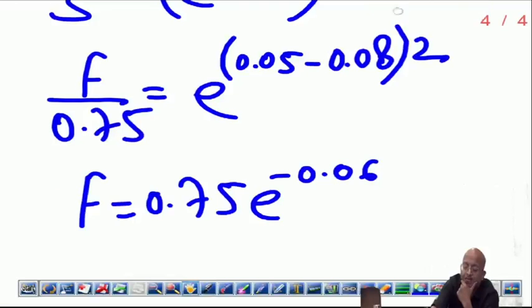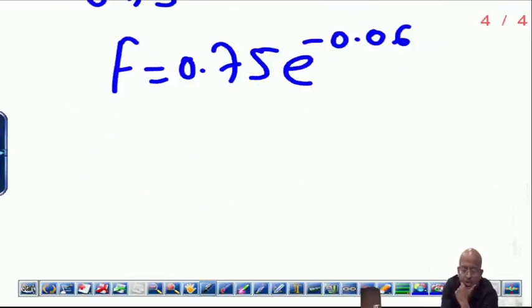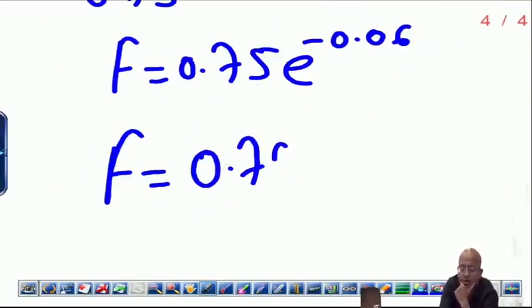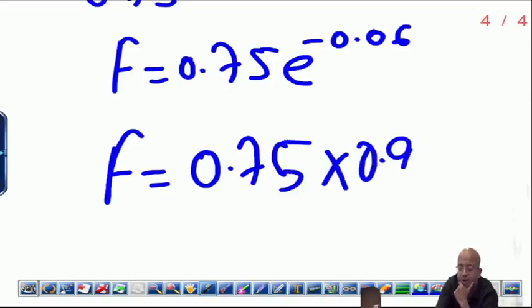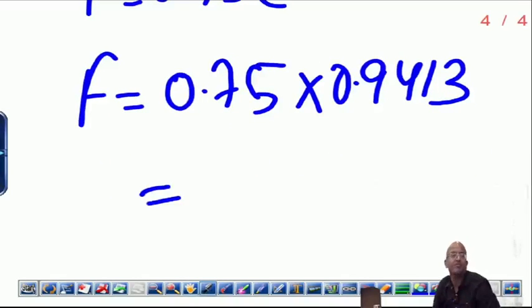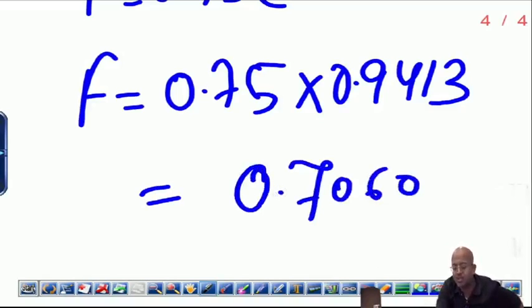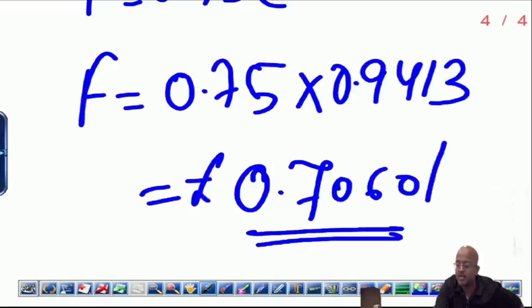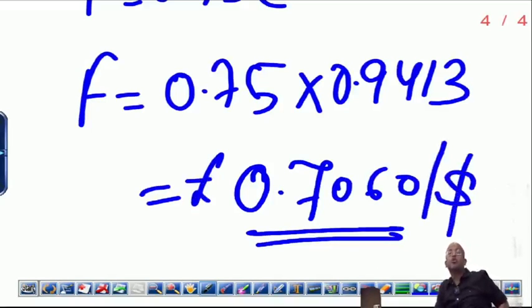So I'm putting 0.9413. So F is equal to the 2-year forward rate should be 0.75 into 0.9413. F is equal to 0.75 into 0.9413. What is it? It is 0.7060 approx. So this is the answer. This is the 2-year forward rate that ought to prevail to ensure that there is no covered interest arbitrage opportunity.